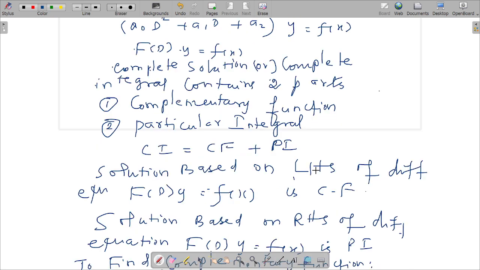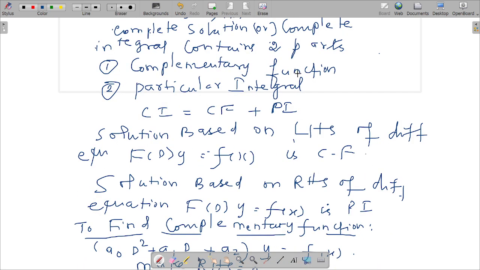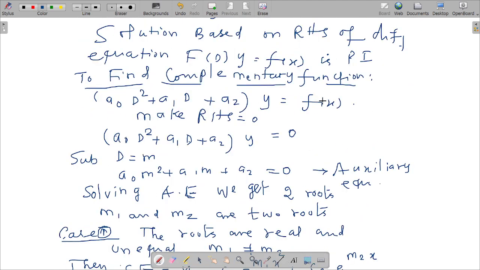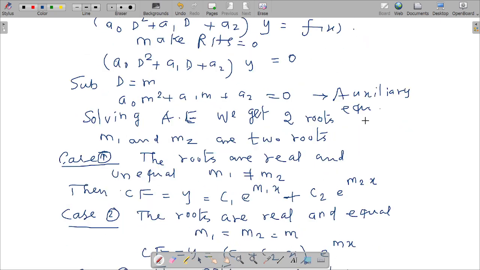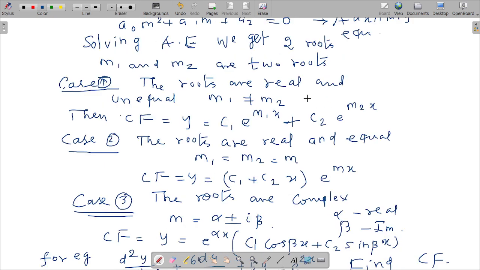What is the general form? What is the complete solution? The complete solution contains two parts: one is the complementary function, the second one is the particular integral. To find the complementary function, make the right hand side equal to 0, and then you have to form the auxiliary equation. Then find the roots of the auxiliary equation.